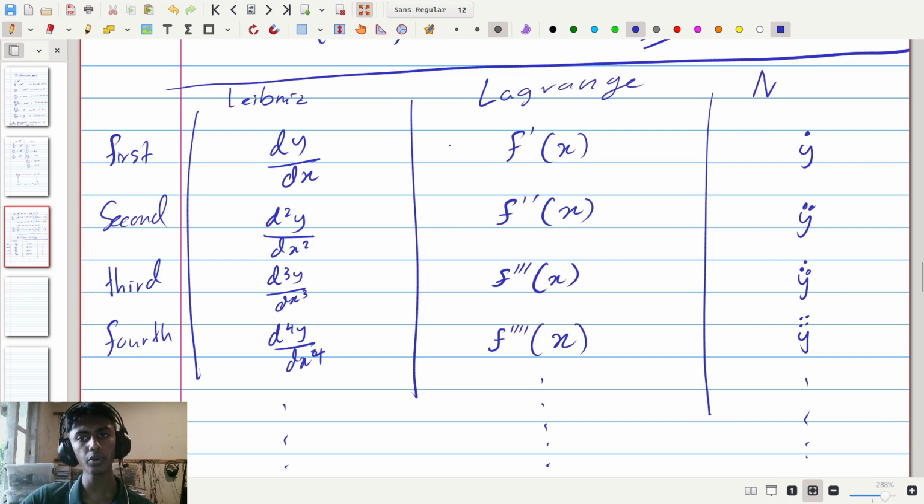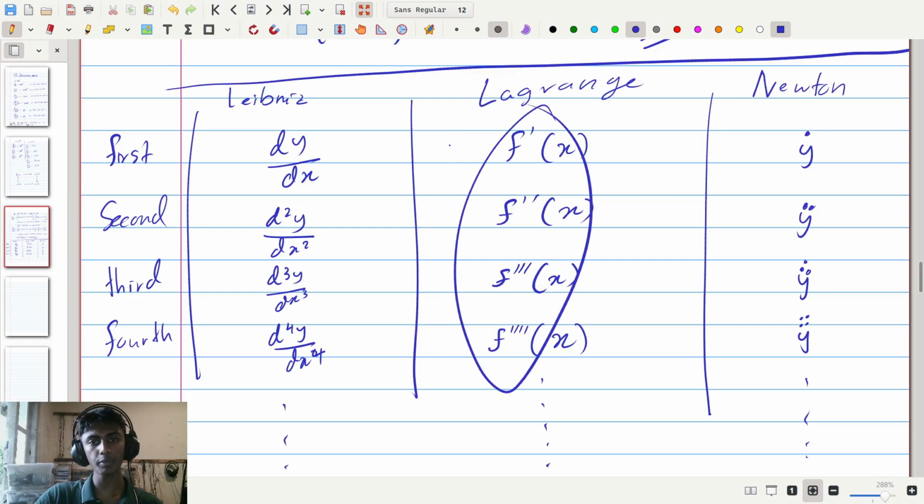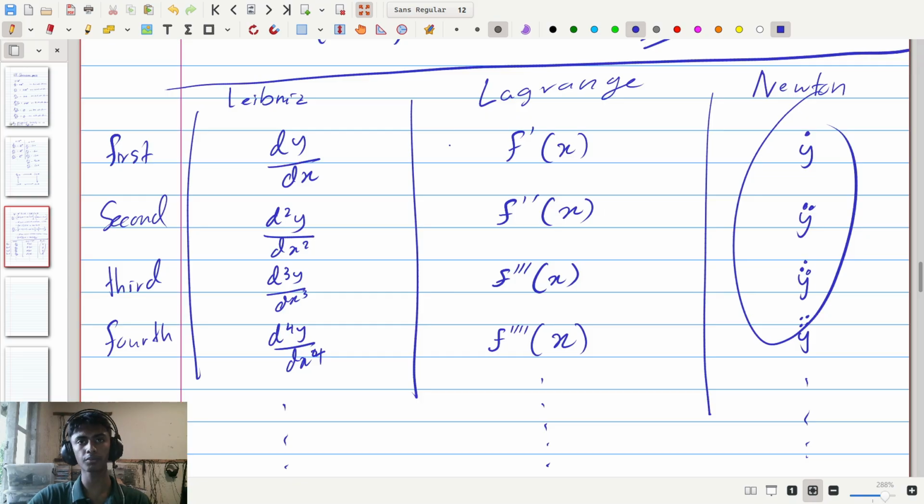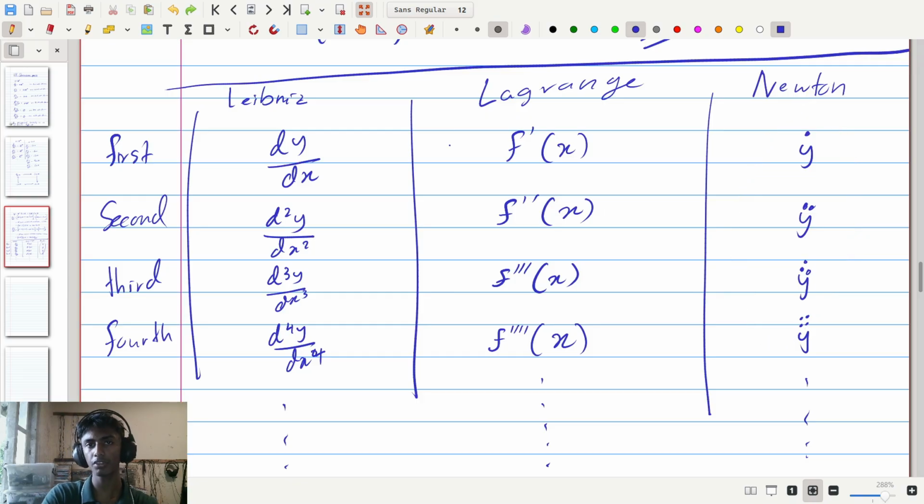And this is how we represent it in the Newton method. So here again, if you see these kinds of notations anywhere, this is what they mean. Here we have the Leibniz method of notating higher order derivatives. Here we have the Lagrange method of denoting higher order derivatives. And here we have the Newton method of denoting higher order derivatives. Now we're pretty much done with higher order derivatives.